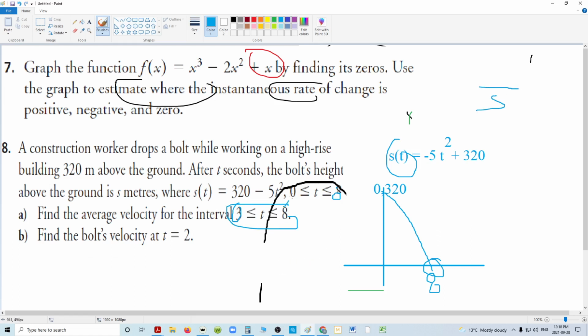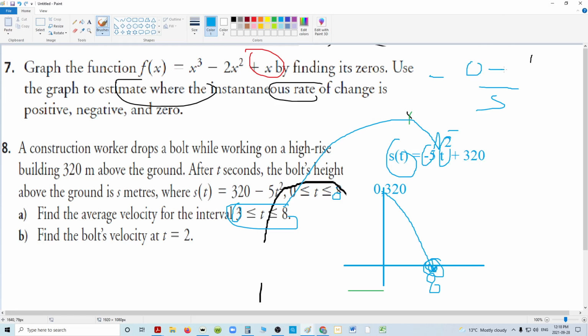You just have to figure out where 8 is. So 8 squared, 64, times minus 5 is minus 320, plus 320. Oh, that doesn't make sense. Let's try it again. Oh, yeah, I am doing 8. So it's minus 320 plus 320, so that it's 0. The height is 0. So it does indeed hit there.